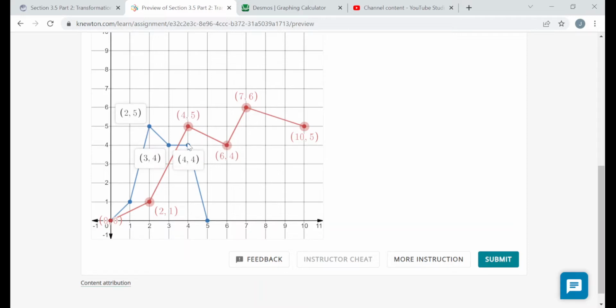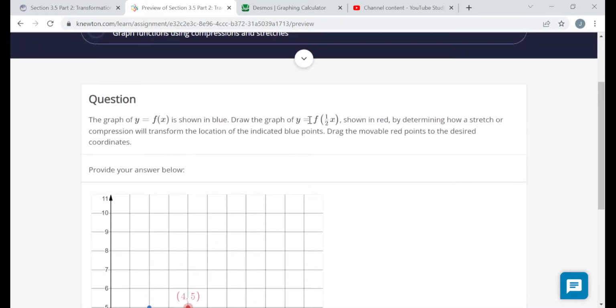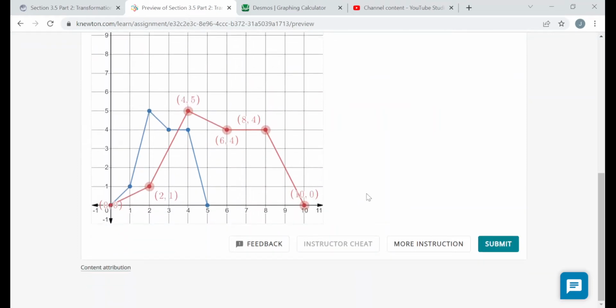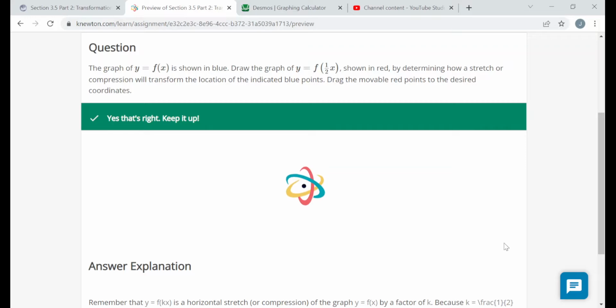Then this point here, 4, 4 would go to 8, 4. And this point here, 5, 0 would go to 10, 0. And now every point on the red graph is twice as far away from the y-axis as the corresponding points on the blue graph. You have a horizontal stretch by a factor of 2 when you replace x by half x, right? All the x coordinates on the original graph get multiplied by 2. Great.